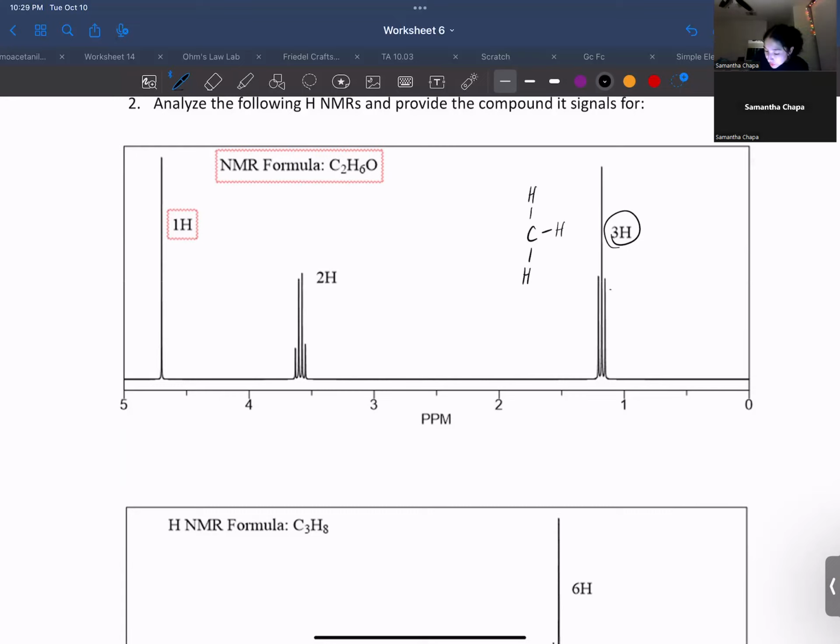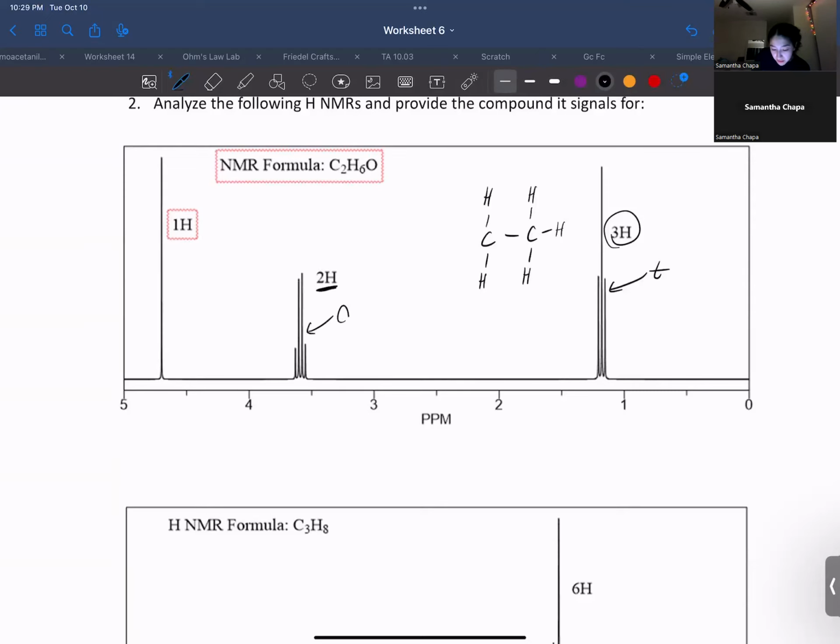And it says that this is a triplet, meaning it has 2 hydrogen neighbors. So I write another carbon and 2 hydrogen neighbors. Now I'm focused on this carbon right here. This carbon has 2 hydrogens on it, so an integration of 2. This pretty much matches with this right here. So this is the carbon that we're talking about.